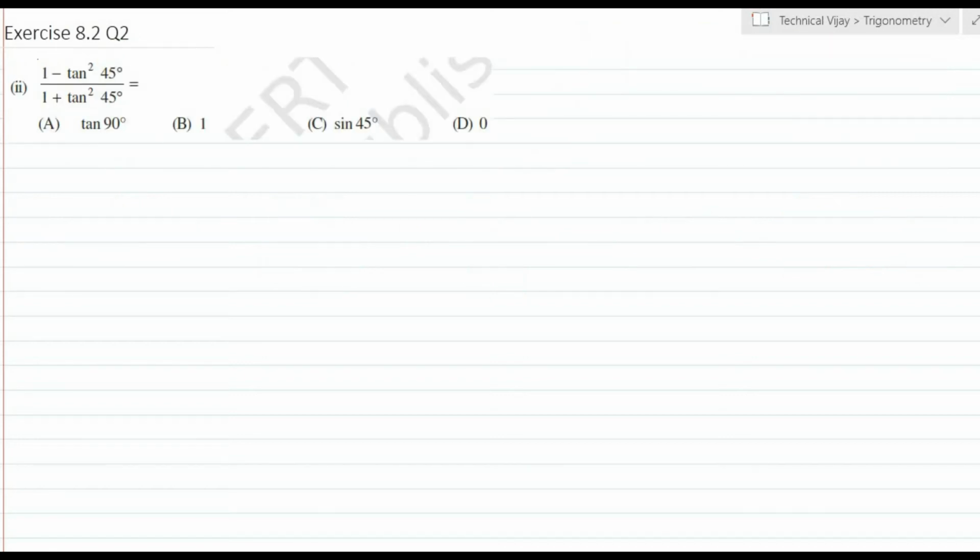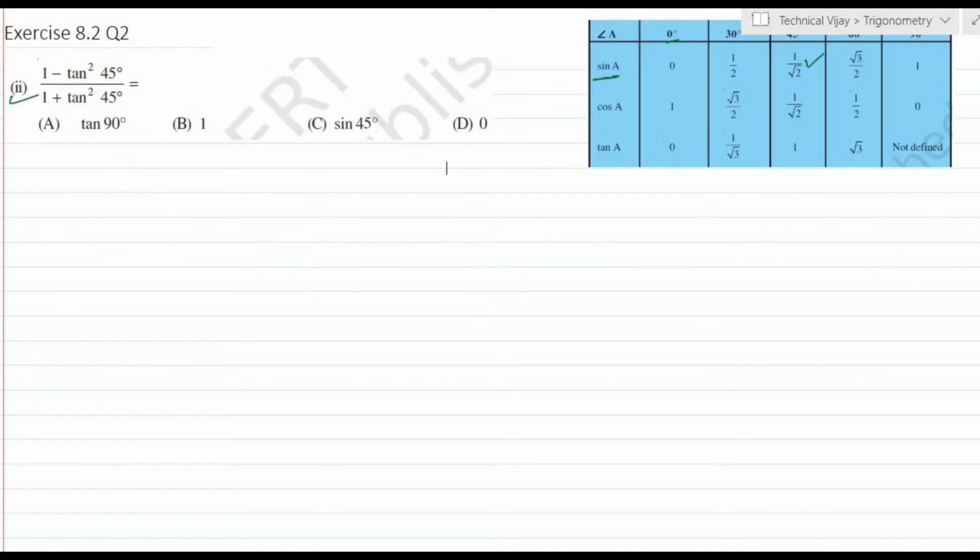So the second one: 1 minus tan square 45. See, tan 45 is equal to what? This is 1. Okay, so 1 minus 1 square, that is 1 plus 1 square. So 1 minus 1 square means 0, divided by 2, which is equal to 0. Okay, this is the option.